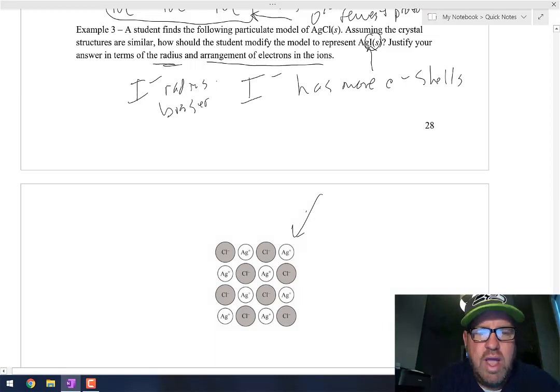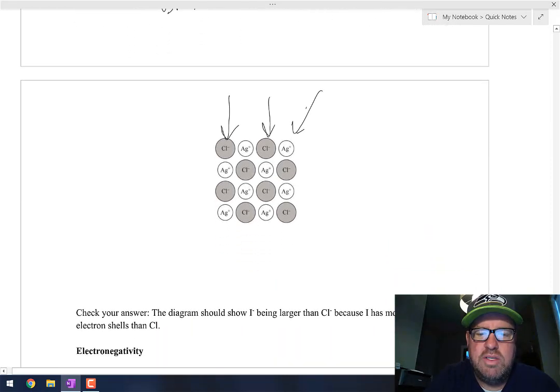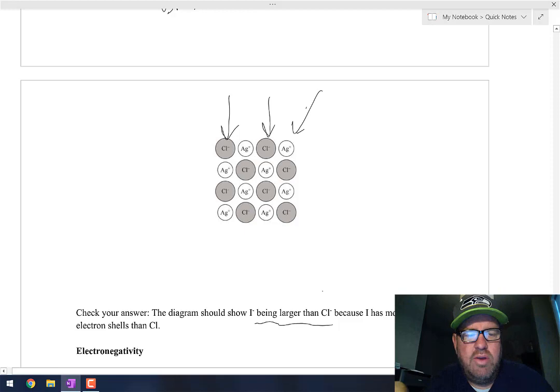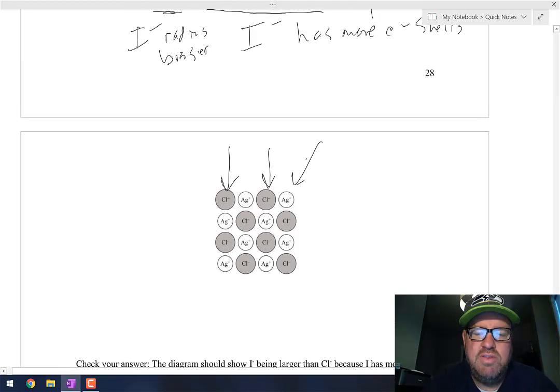So how would you modify this? You'd make those circles, the Cl minus circles, bigger. Okay, and you turn them into I minus. So the diagram should show that I minus is larger than Cl minus because iodine has more electron shells than chlorine does. Okay, and that's all you would have to say there.